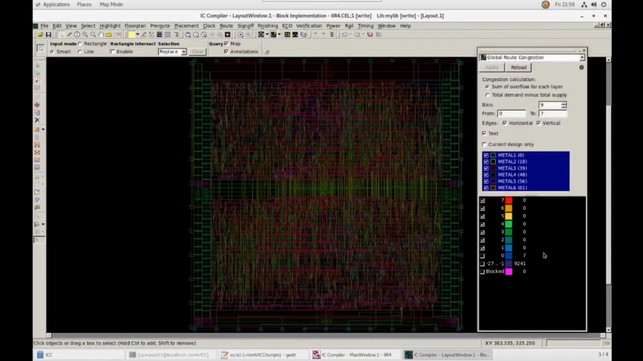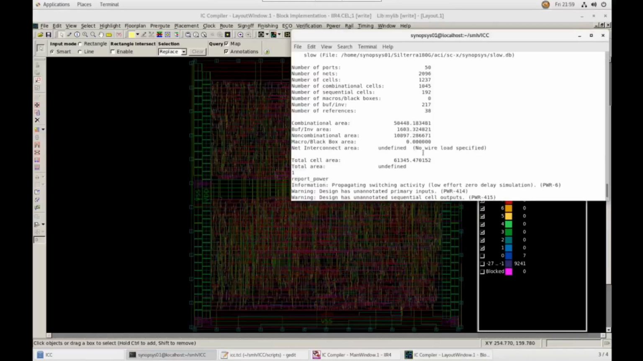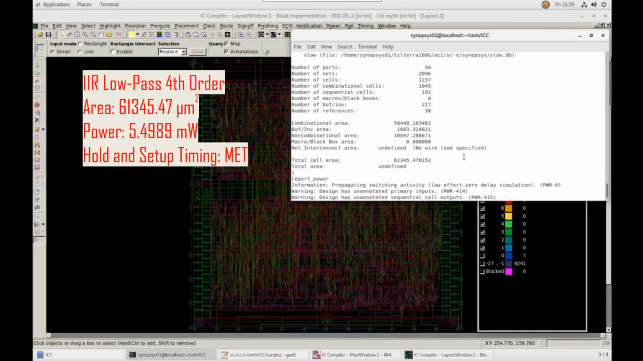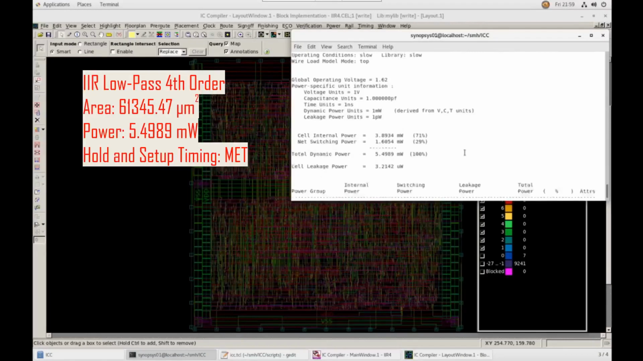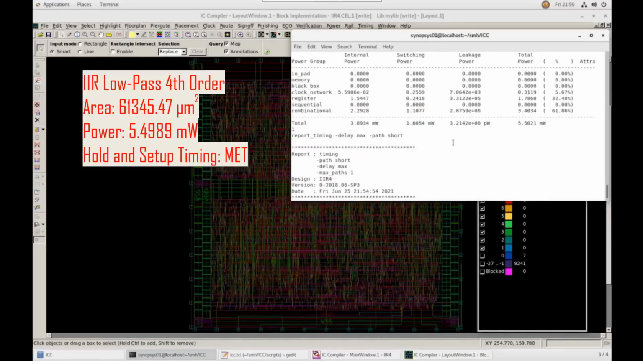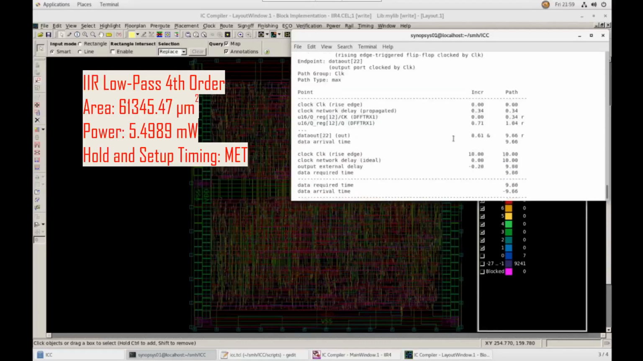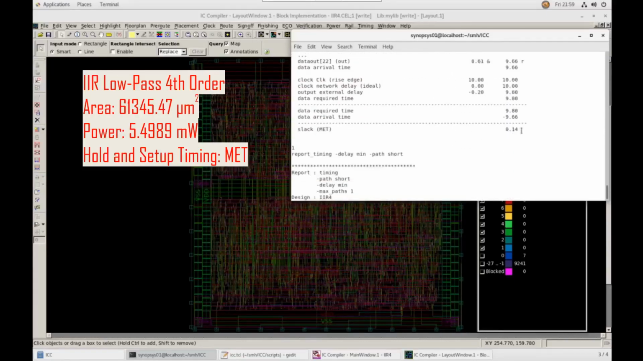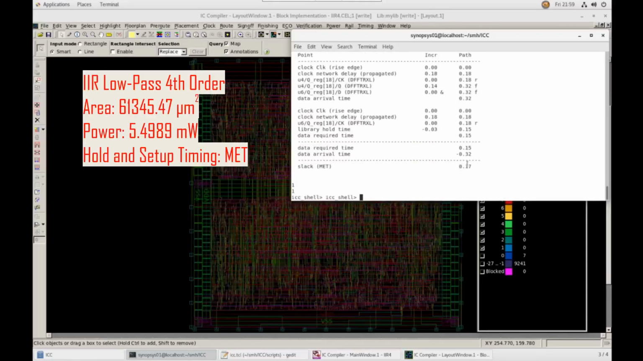This would be the IC layout from the IC Compiler for the conventional IIR fourth order low pass filter design. And as you can see, there are no high congestion areas in this IC design, and we have an area of 61,000 with 5.4 milliwatts power. The setup timing here shows that the slack is met, and the hold timing is also met.